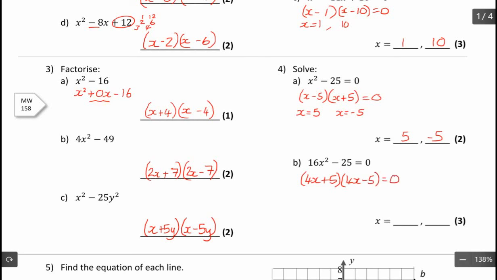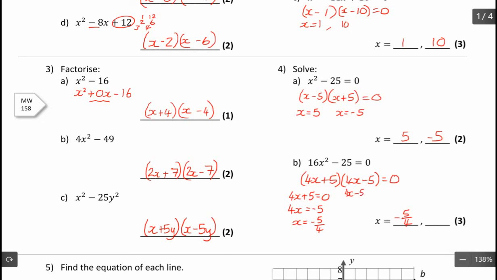Okay, slightly harder these ones. I would actually write a little equation that makes each bracket equal to 0 and then solve. So I would take away 5 from both sides, that would give me a negative 5, and then divide by 4, and just leave it as a fraction, 5 over 4. Okay, so there's one solution.